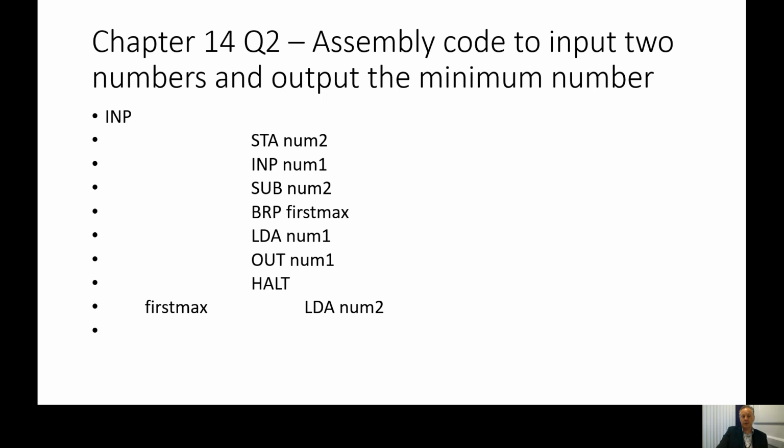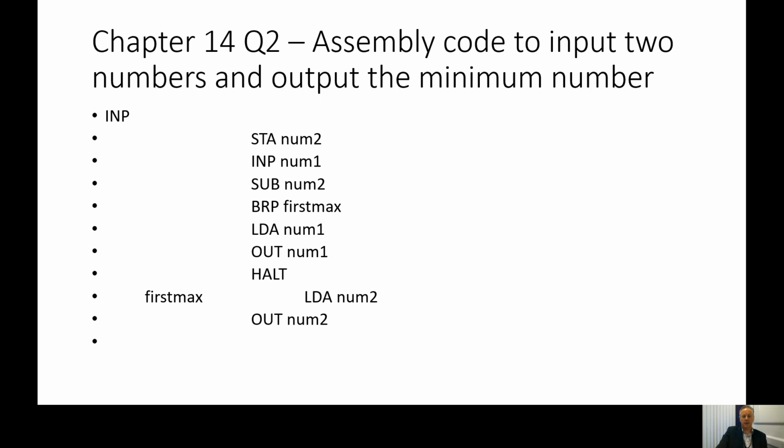Okay. Finally, of course, what I haven't done is we need to halt the program, and then of course you've got the first max, you're loading into the accumulator the number 2. Okay, you're outputting the number 2 and then halting the program there. It'll give you the value. So you've got the branching off. If it's 0 or positive, it'll give you the value of the lowest number, the minimum number.